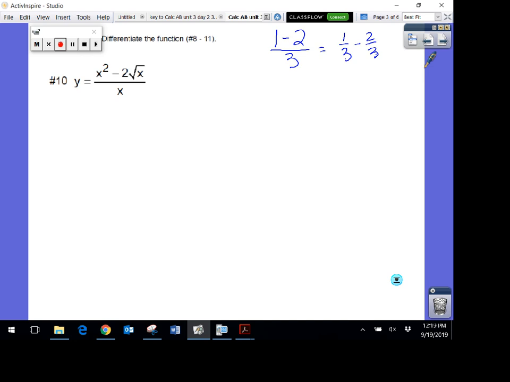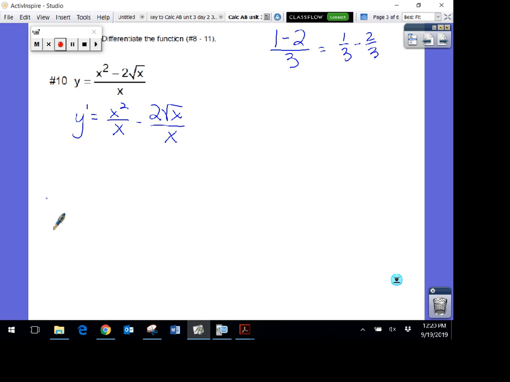All of you know this right here. It's not as easy to recognize with all this crazy x and roots and squares as it is with just regular numbers or just x's. So we need to split this into 2 because we can't do anything. It's not ready to take the derivative yet. So we can say y equals x squared over x minus 2 root x over x. And then we can clean each of those up individually.